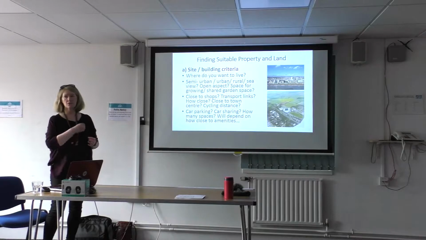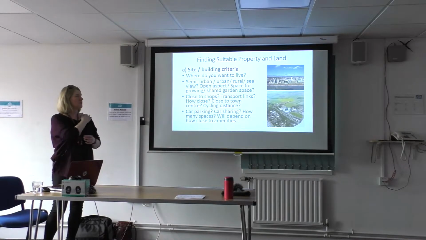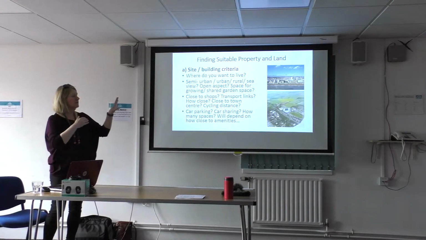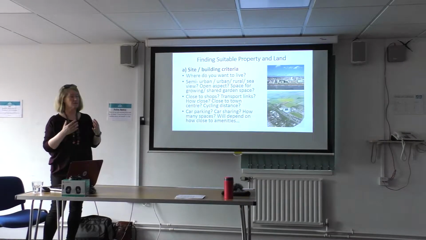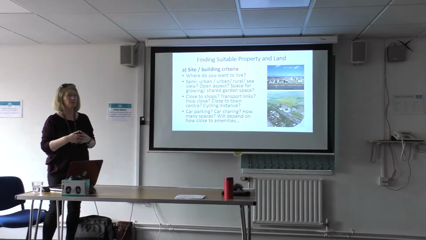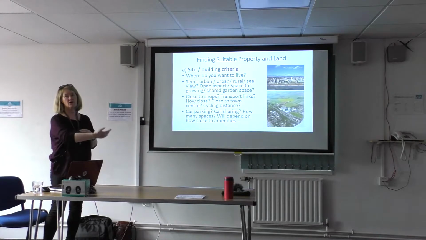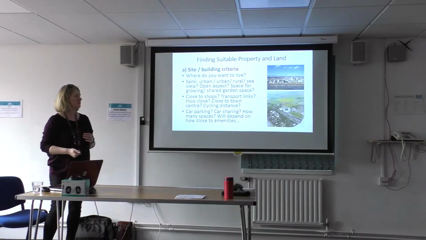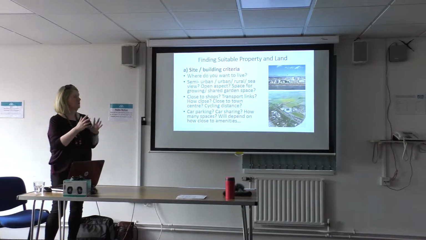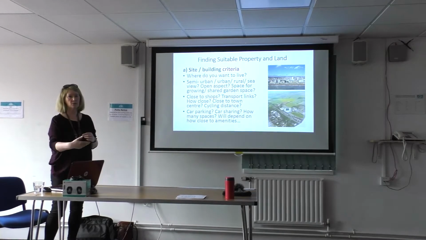Do you want space for growing? Do you want shared garden space? So all of these things like transport links and schools, of course, cycling distances to various things. Maybe you need some cars. If you need cars, because it depends on how far out you are, I imagine, from the town centre. How many cars do you need? How many spaces will you need? So those are the things that you need to think about where you want to be as well.